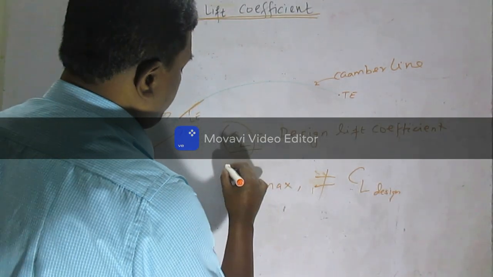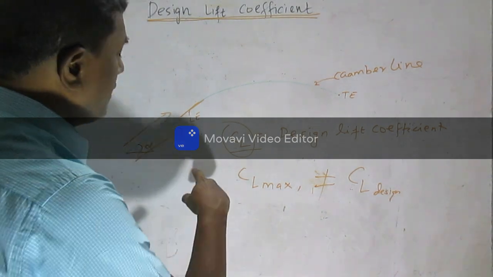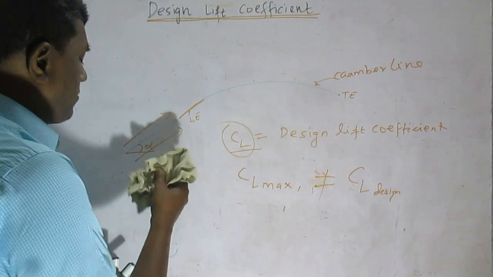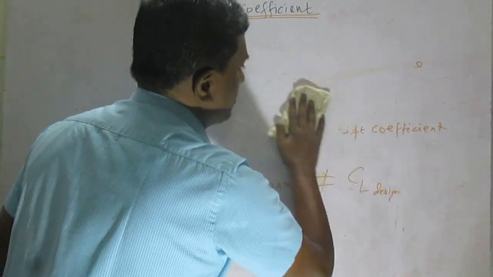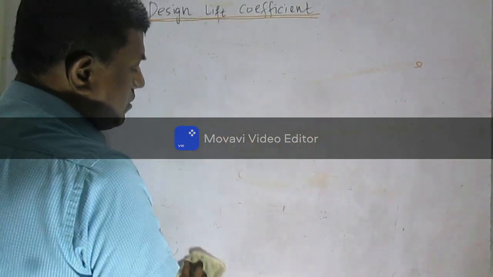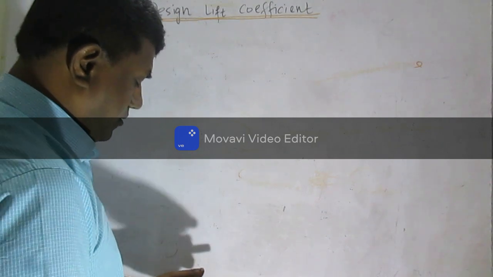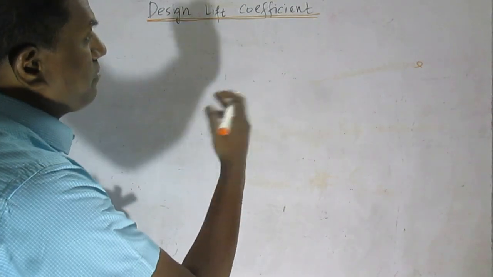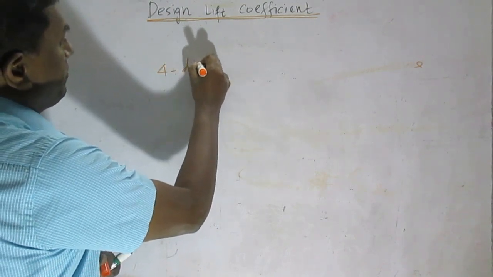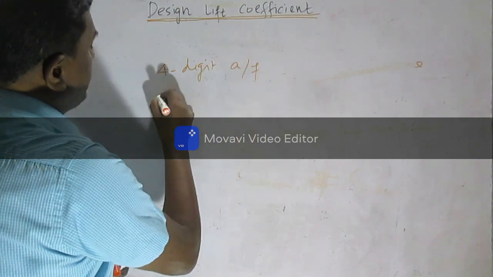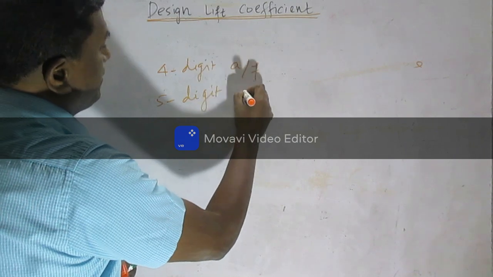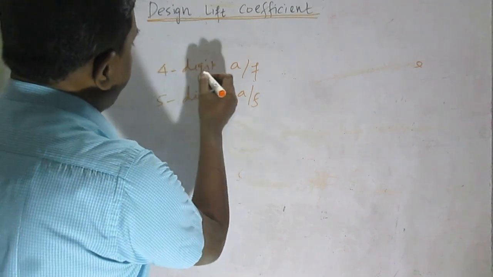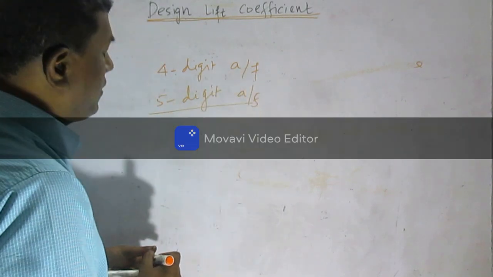We need to note this down. Moreover, this design lift coefficient is linked with the NACA numbering system. How is it linked? In the NACA numbering family, we have four-digit aerofoils and five-digit aerofoils. In the four-digit aerofoils, we do not have a design lift coefficient, but in the five-digit aerofoils, we have a design lift coefficient.